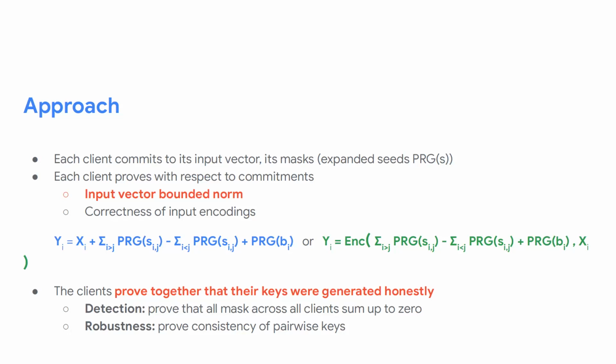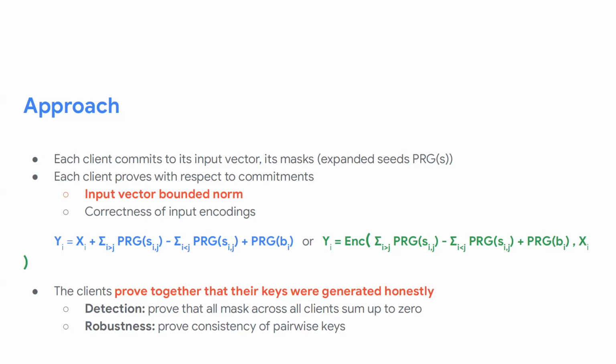And what we will do is that each client will provide two types of proofs. One will be the input vector bounded norm, and the other one will be the correctness of the input encoding, which means that your input was really masked with the committed masks. And then all clients together will have to generate a distributed proof that shows that they used their masks consistently. And it turns out that if you only need detection, it suffices to prove that the masks across all clients sum up to 0, even if they didn't choose them exactly correctly as they were supposed to do. As long as all of them sum up to 0, this is sufficient for the final guarantee.